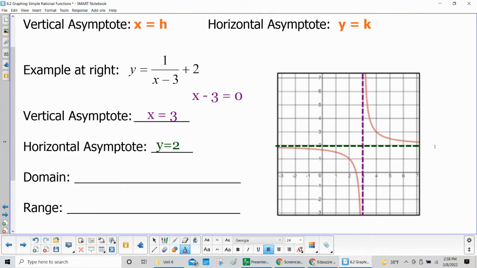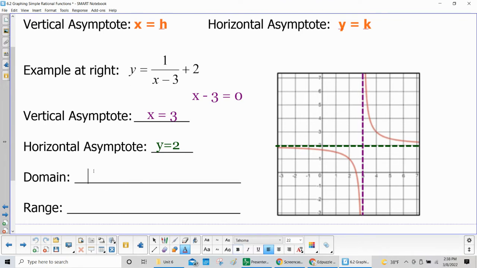So our domain, remember, is our x values from left to right, so lowest to highest. So this graph is coming along, everything is starting way out there at negative infinity, it's moving along, and then it's like, whoop, we got to split. And then it picks up on the other side of that asymptote, and then it keeps on going.